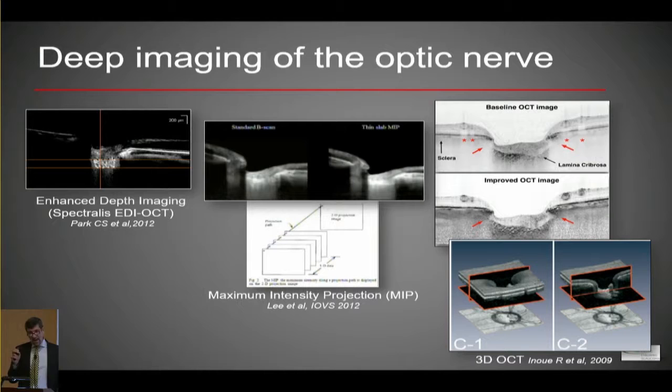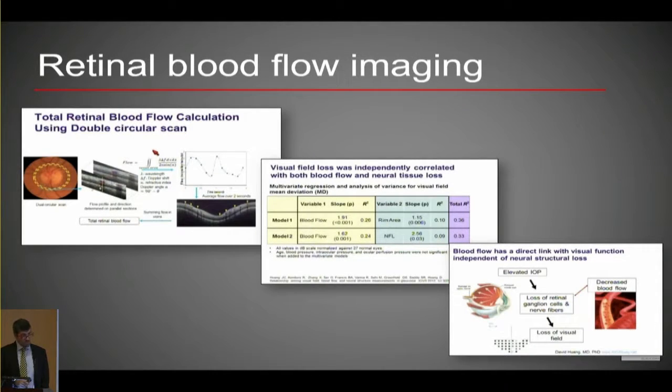We have new parameters that are analyzed by OCT, like the lamina cribrosa in terms of changing shape or depth, and we will see in the future if this will help us in following our patients.